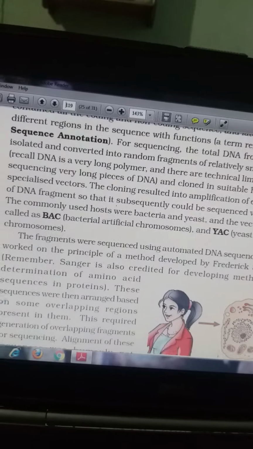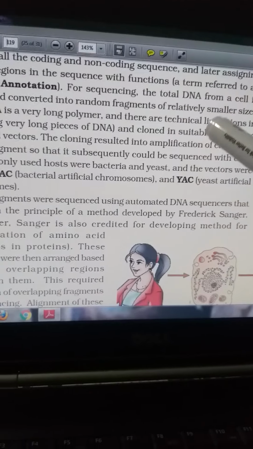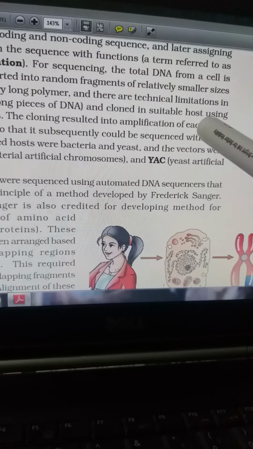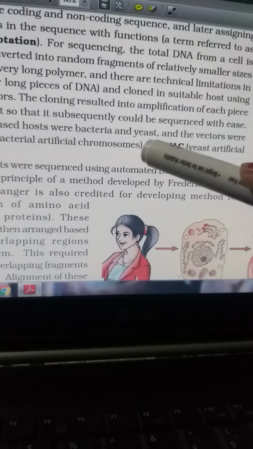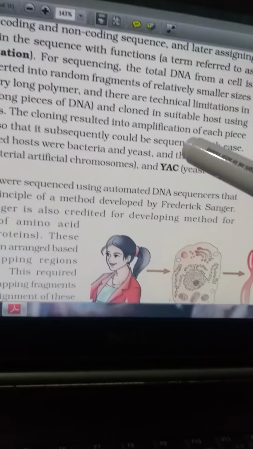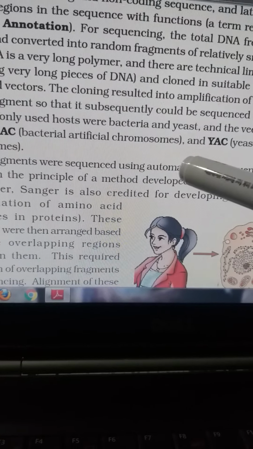Now basically we have been studying the sequences. Random fragmentation means you can cut them into smaller sizes, then clone them in a suitable host using a specialized vector. That means if you want a particular protein synthesized, you can tag and cut that. The cloning result can then be multiplied, that is, amplification. These are the sequences.